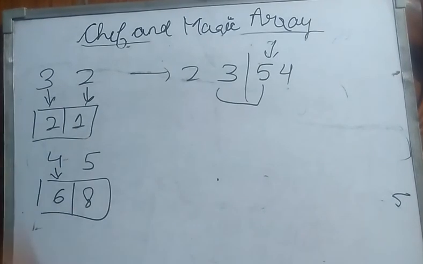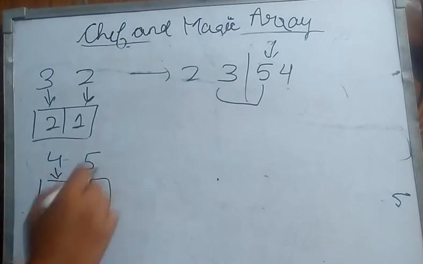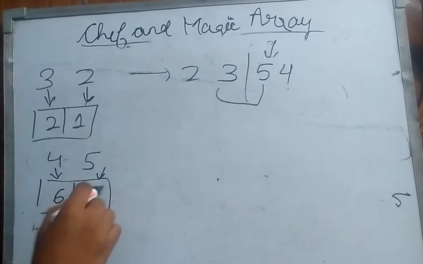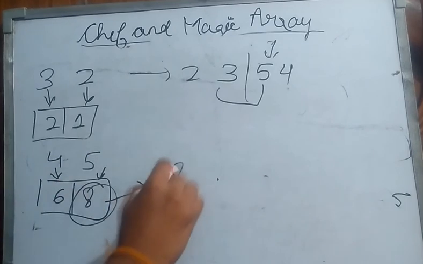Now I already know the maximum value from 4 on the left and 5 on the left. So the maximum among these is 8. So we will print this answer, 8.